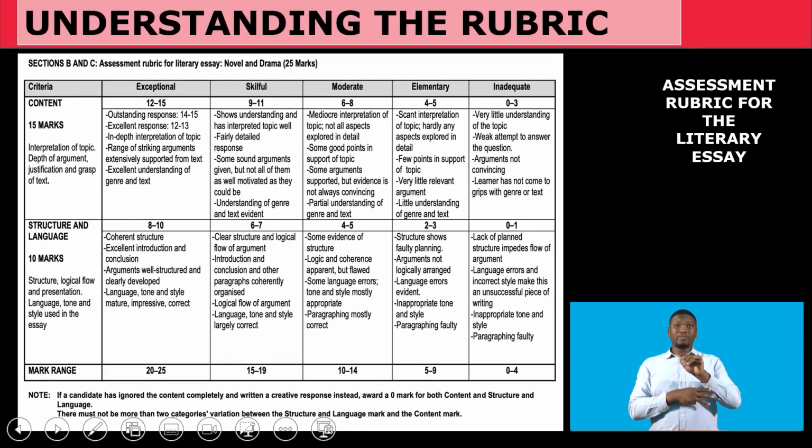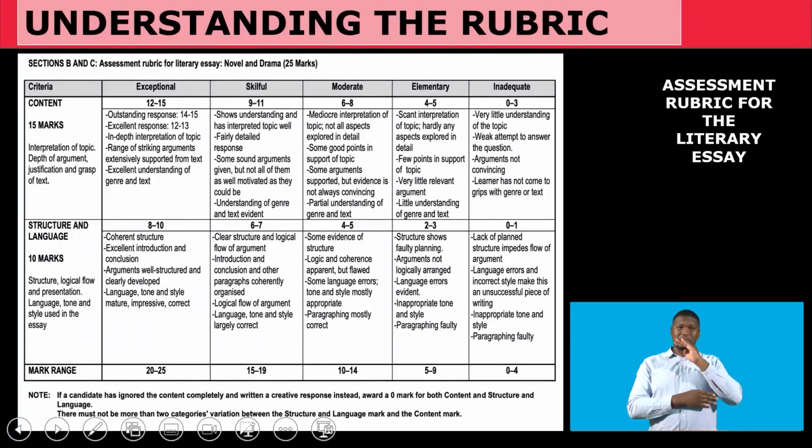Then a moderate essay is if you just show a basic understanding and a moderate knowledge of the novel that you have studied. Elementary means that you are getting many facts incorrect. You do not know the novel very well, and you are basically just hinting at some correct aspects of the novel. And inadequate says that you do not know the novel at all, and that you really need to go and study the novel thoroughly.